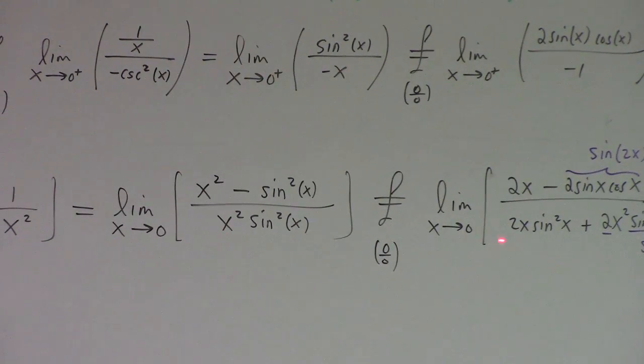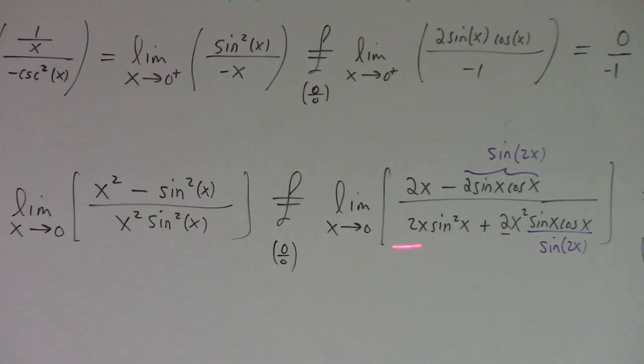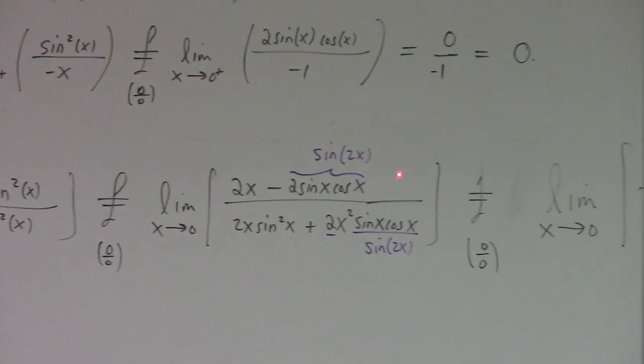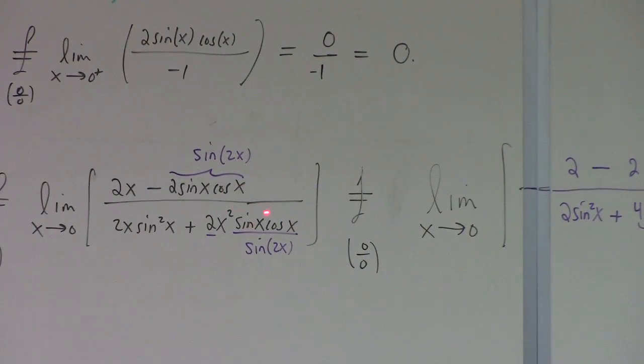On the other hand, differentiating the denominator gives me 2x sine squared x, and then plus 2x squared sine x cosine x, again by the combination of the product rule and the chain rule. Now at this point, I recognize this as being sine 2x. The reason I do that is because I realize I'm going to have to apply L'Hopital's rule again, and to not do this is to face yet more product rules. So it's in your best interest to simplify to sine 2x.